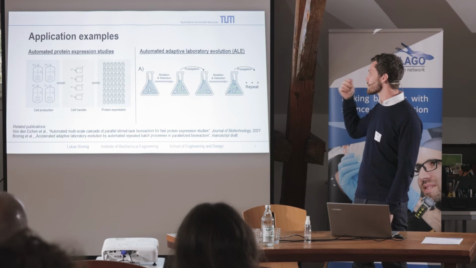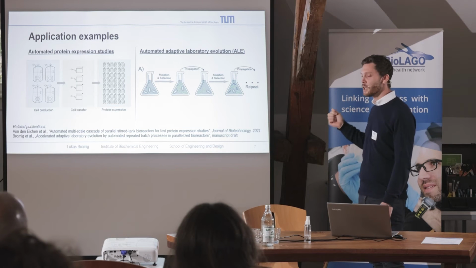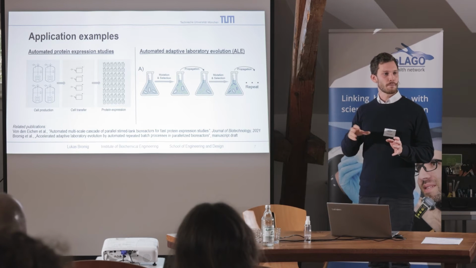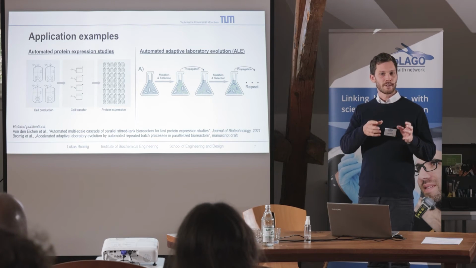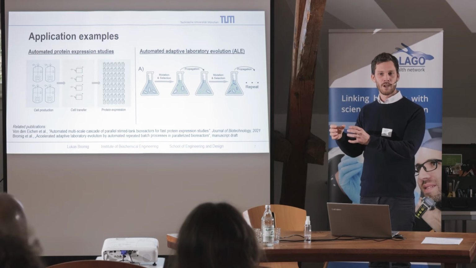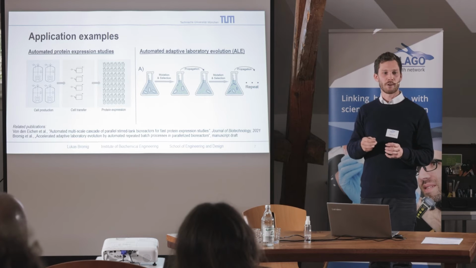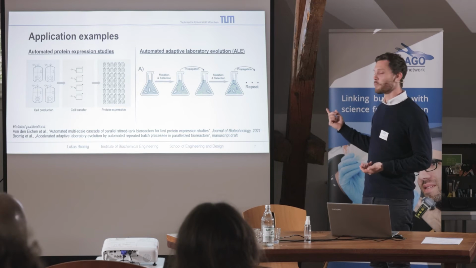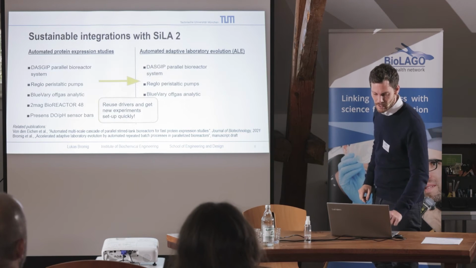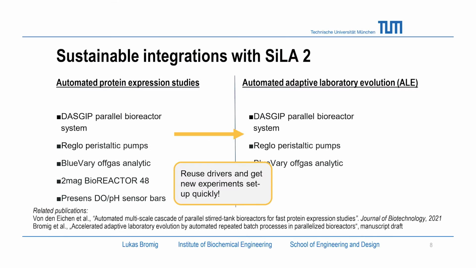The most recent one is automated adaptive laboratory evolution, where we also use a reactor system and several periphery devices, pumps, balances, and so on, where we basically empty a reactor time after time after time, and in this way replace the manual passaging that is usually done in Erlenmeyer flasks. And the nice thing about it is that we could do the setup within days, because we already had all the infrastructure there.